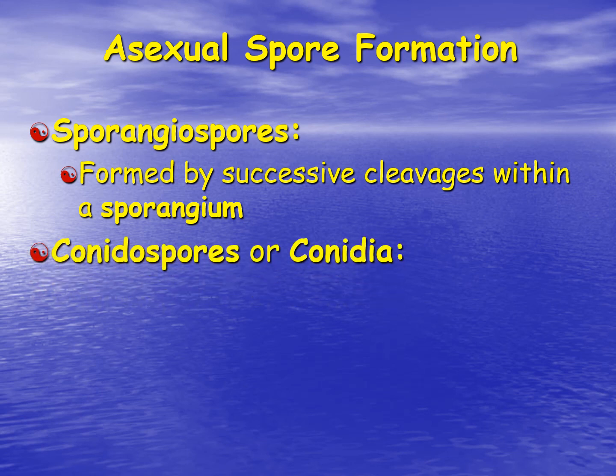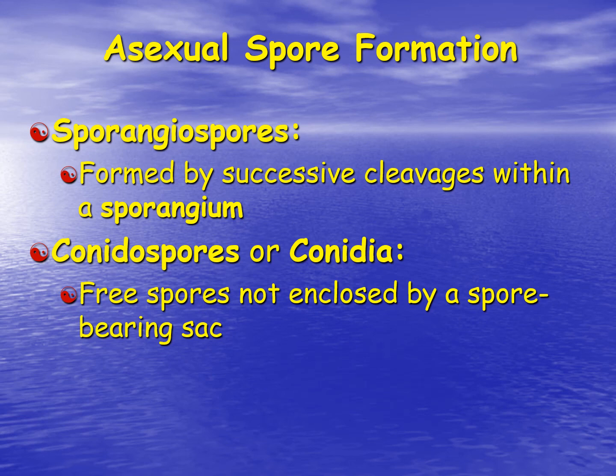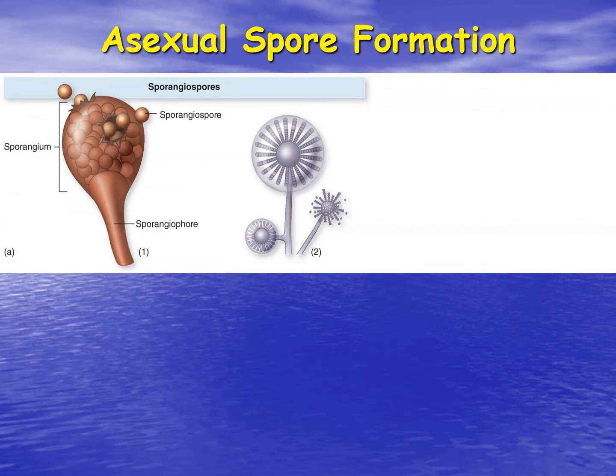The conidiospores, or conidia, are produced at the end of the reproductive hyphae without being enclosed by a spore-bearing sac. They kind of look like a dandelion head. And then some actually reproduce at the end of the reproductive hyphae by the production of what's called macroconidia or microconidia, and I'll show you a picture of those.